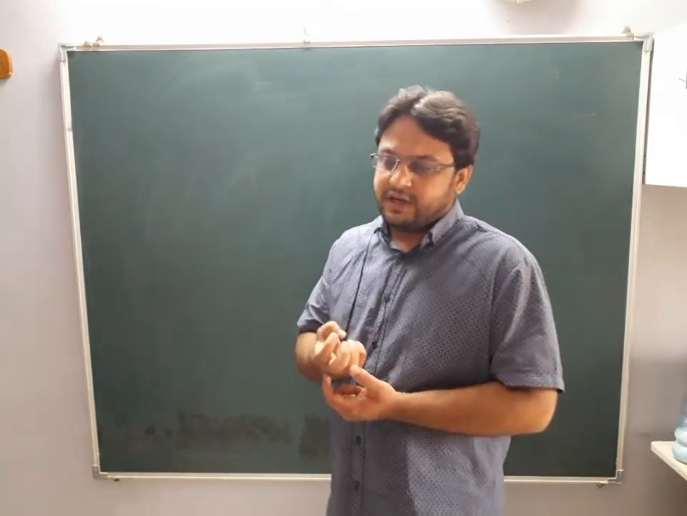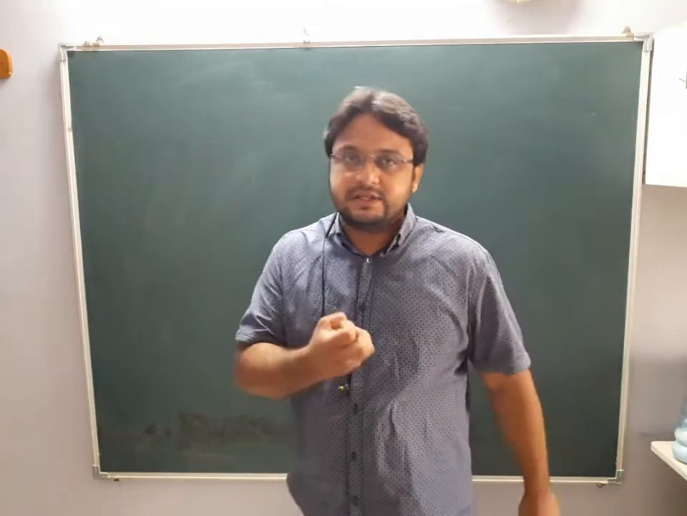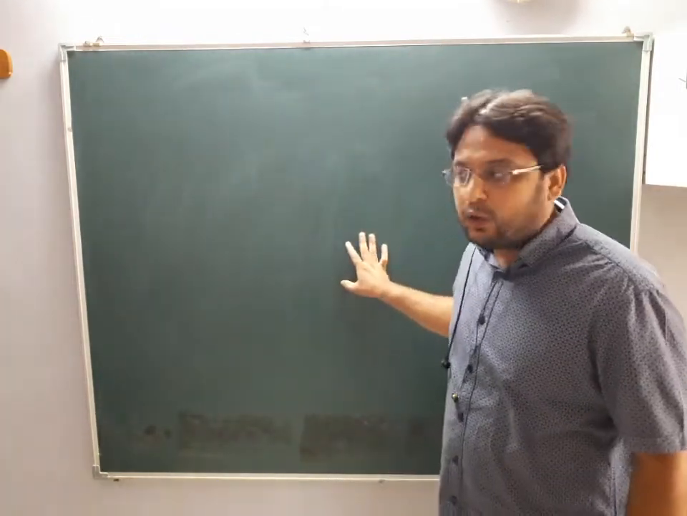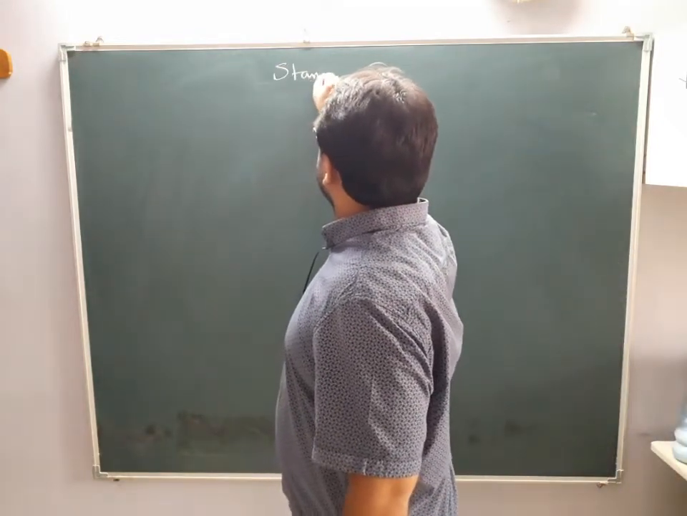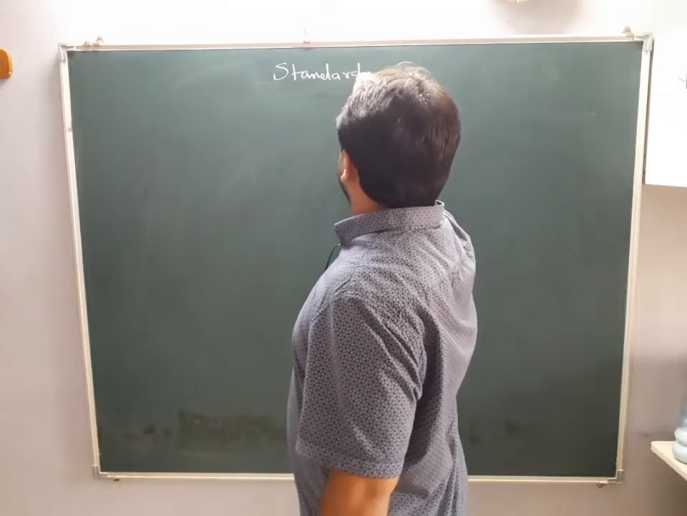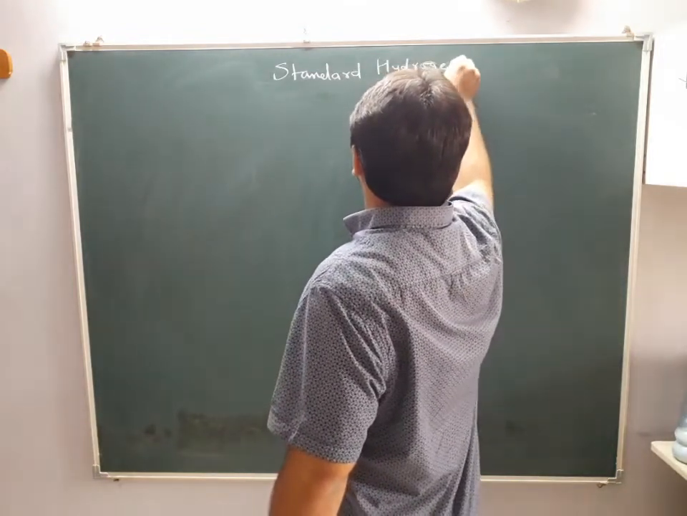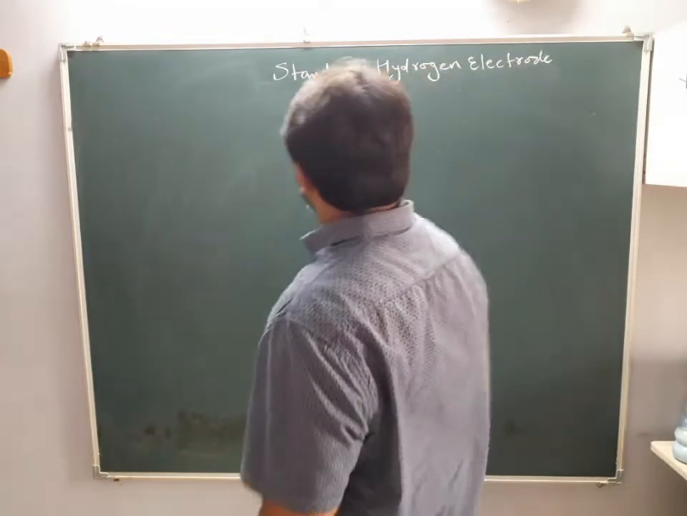We have studied the types of electrodes. In those types we have seen the gaseous electrode. So that gaseous electrode we are going to study in detail now. The topic is standard hydrogen electrode. Commonly it is also known as SHE.